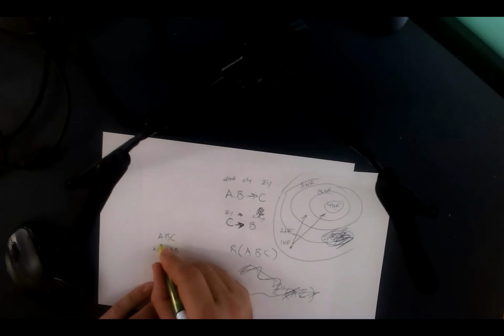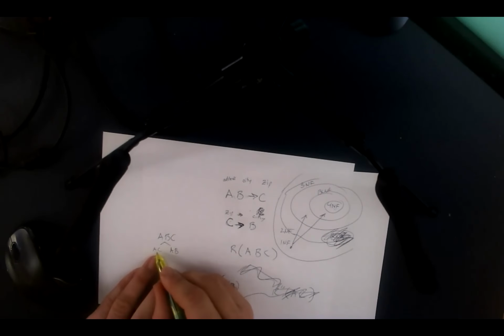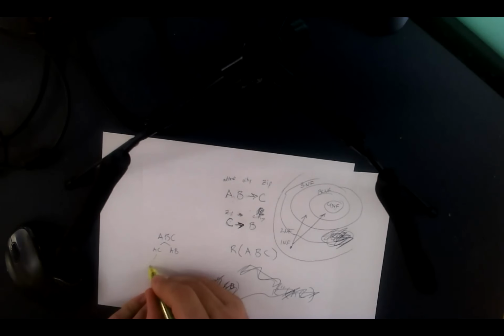AC is a superkey because with A and C we can get B, and with A and B we can get C. So those are both superkeys here. Now, A is not, because with A you can't get them all. B is not, and C is not. So the question is, what are the candidate keys of R(ABC)? They're AC and AB.